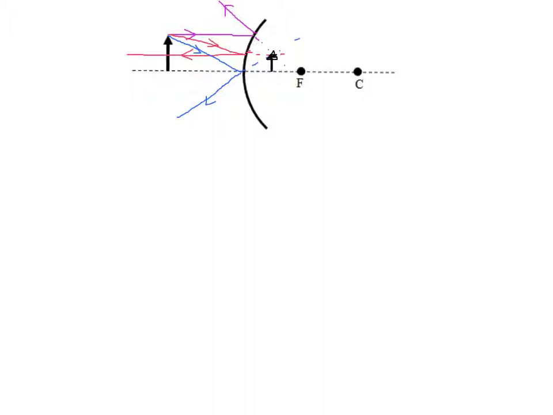So based on this, because the image is on the other side of the mirror, it is virtual. Since the arrow is pointing upward, we can say it's upright, and then we can see in this case that the image is smaller than the object.